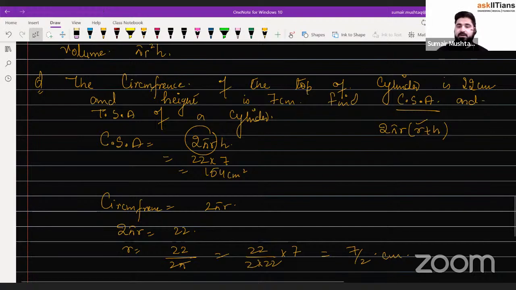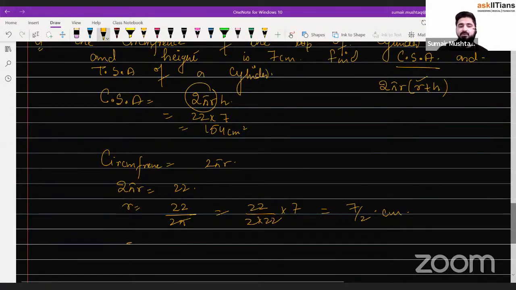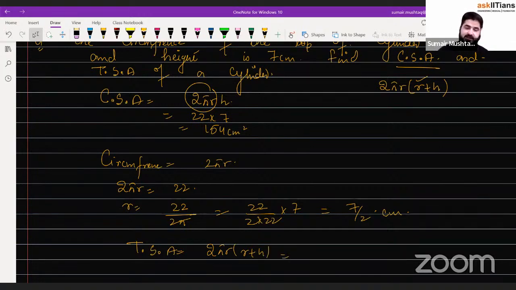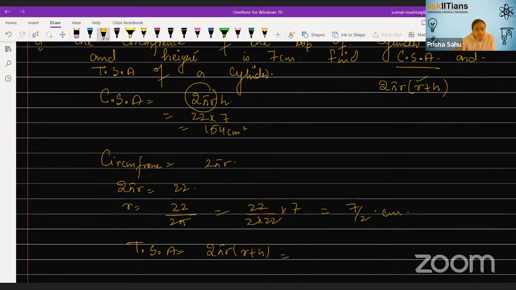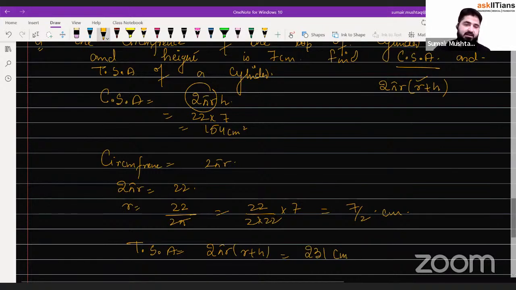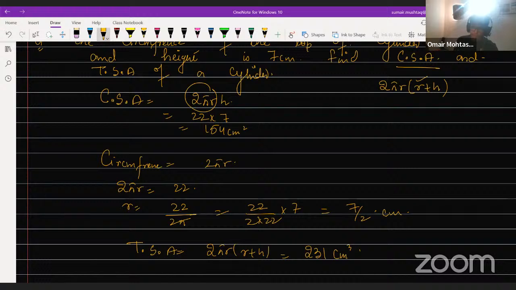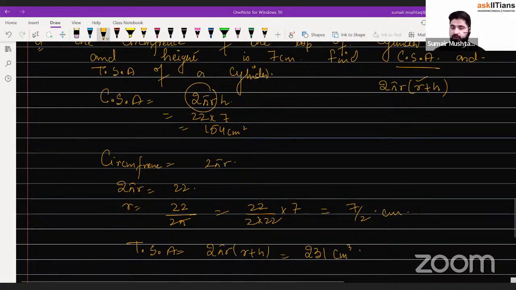There shouldn't be. Now you can directly use the formula to find the TSA. So TSA will be equal to 2 pi r (r plus h). And how much will I get? 231, 231 centimeter square. Is that clear? Those who got the answers wrong can rectify it. There might be some calculation error, so don't worry about it.